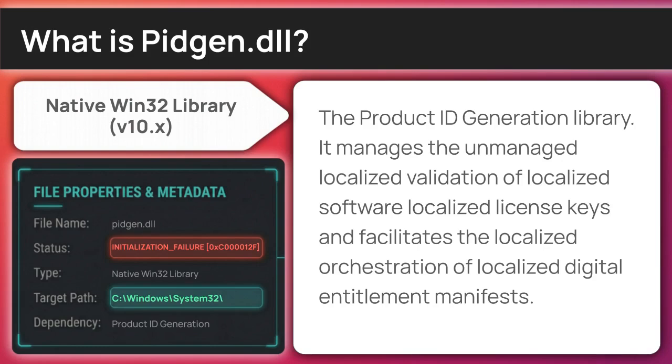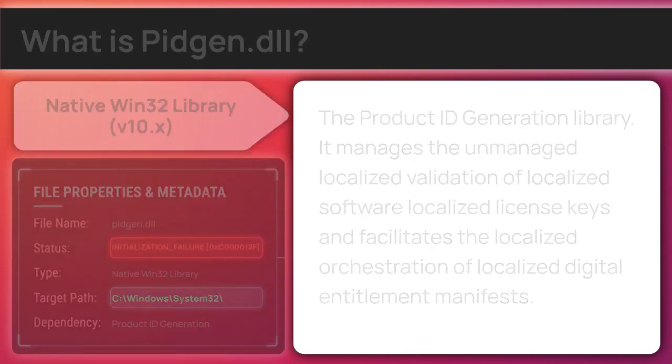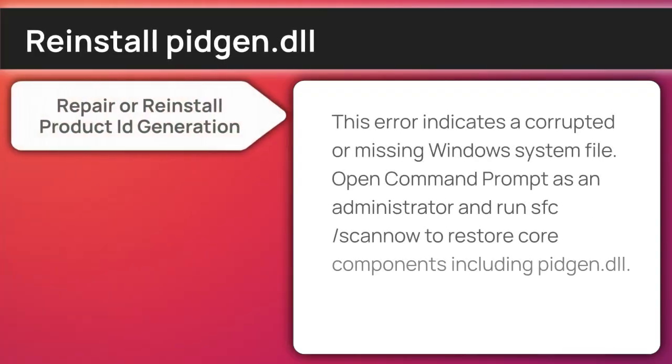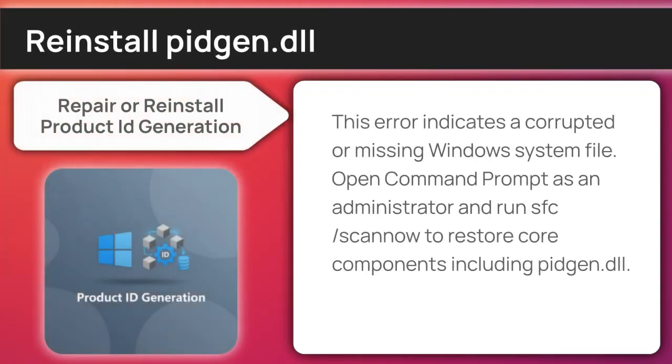We'll start with the most common fix for this specific error. This error indicates a corrupted or missing Windows system file. Open command prompt as an administrator and run sfc /scannow to restore core components including Pidgen library DLL.